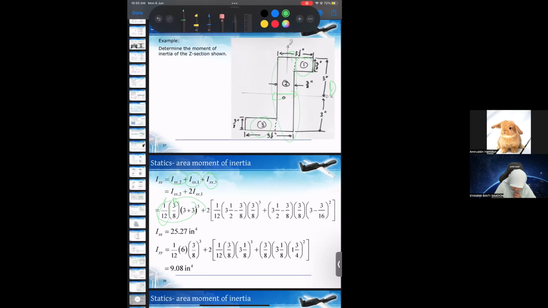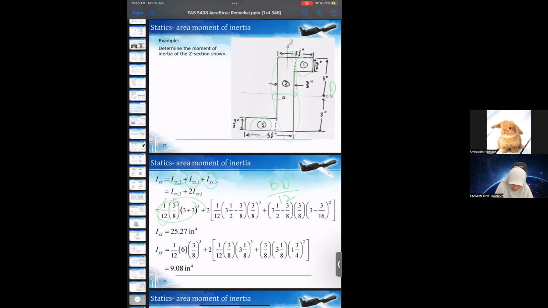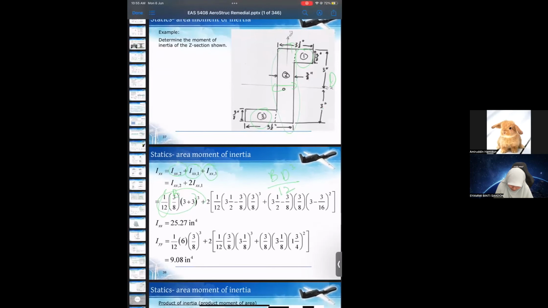And we do the same for surface 1. For surface 1 it is longer because we have to subtract a bit, but it's the same formula: bd cubed over 12 for a rectangle, because we already defined the formula. It is the same for Iyy, also bd cubed over 12.